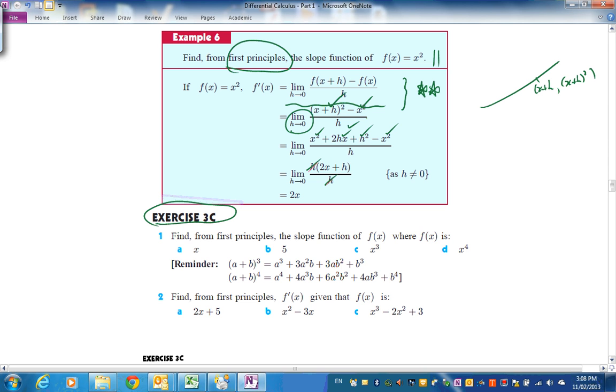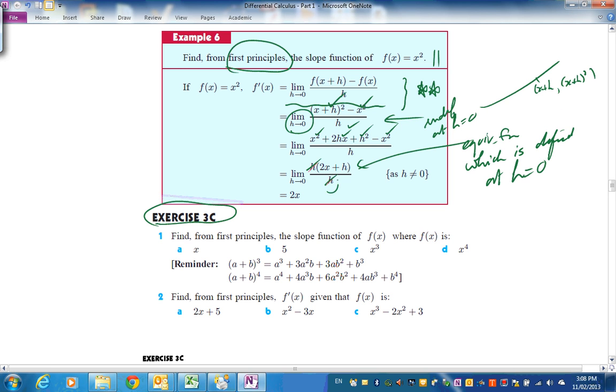There's the crucial step, because we cannot work out a limit of this function while it's got h in the bottom line. It's undefined at h equals 0. So what must we do? We're going to find an equivalent function which is defined at h is 0. So your primary aim here is to cancel h, so you get a function that does not have h in the denominator and therefore is defined. And then you sub in the limit as h tends to 0 of that.